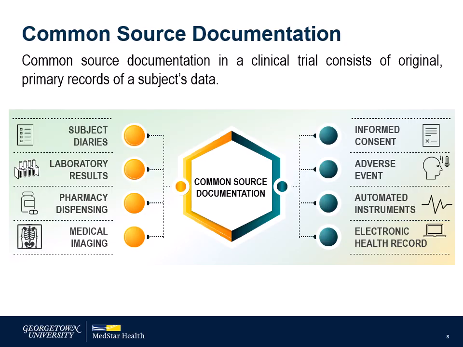Next, let's look at common source documents where these documents serve as the primary source of data and are used for validating and reconstructing the trial. Some examples include subject diaries, laboratory results, pharmacy dispensing, medical imaging such as an MRI or CT, the informed consent process, adverse events, any automated instrument such as an ECG, and of course, the electronic health record.